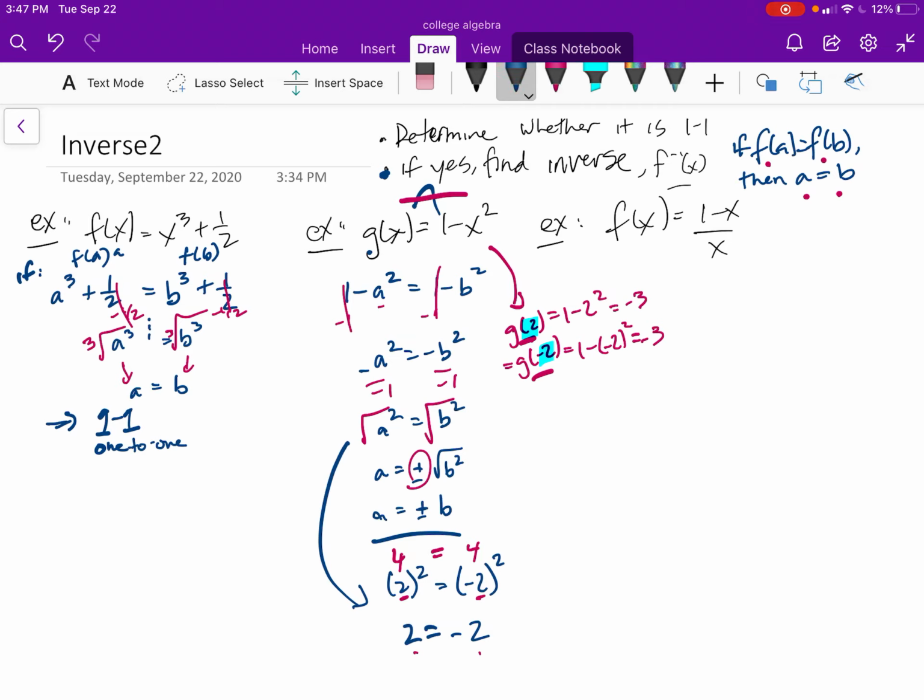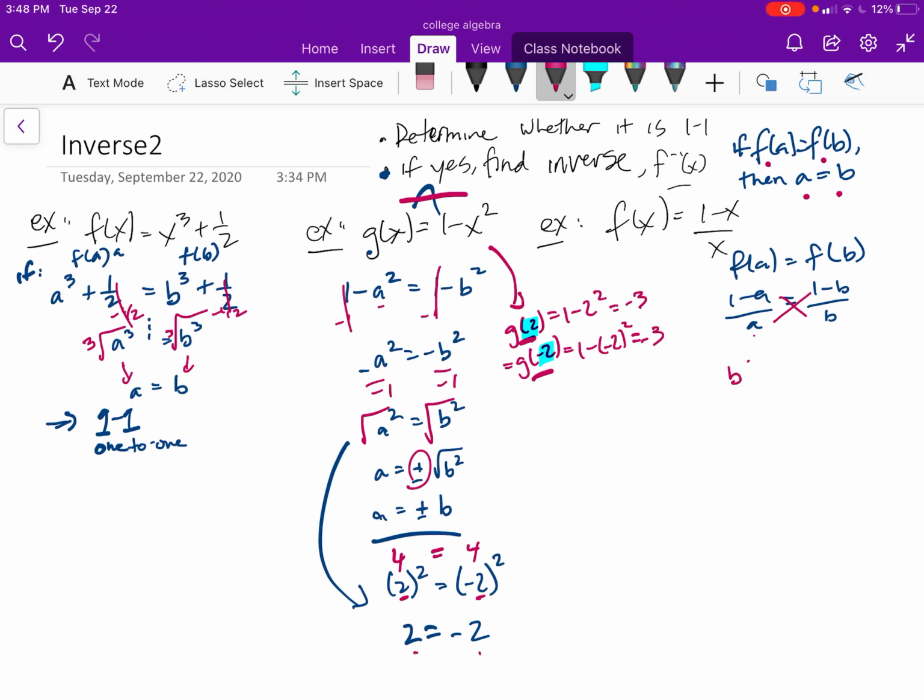I wanted to throw in this last one because it's a bit more work, but we can still do this. F of a means 1 minus a over a. Right? Substitute a in for the x. F of b, substitute b in for the x. How do we get a by itself? Well, this one takes a little more work. We could just do cross products because we have a fraction over fraction, or multiply by the LCD. You know, whatever you find easiest. I'm going to go ahead and do it this way.